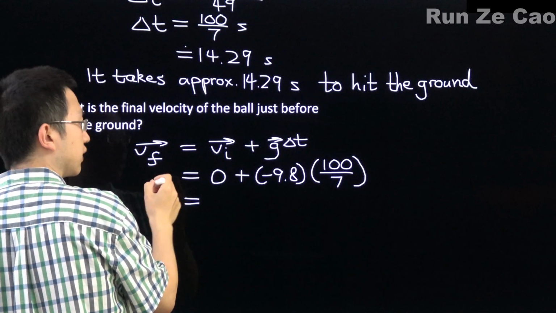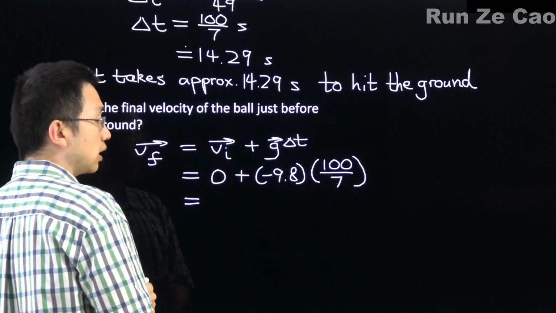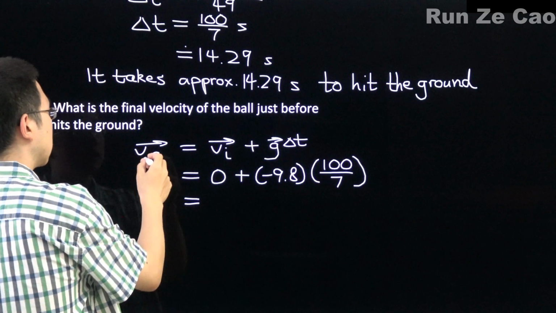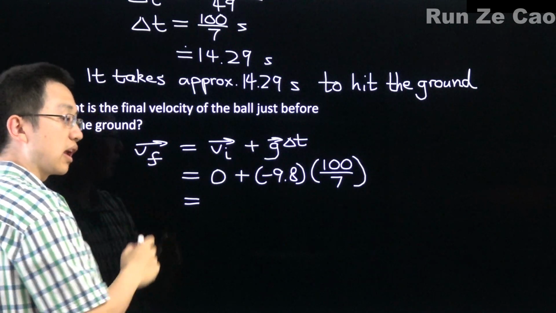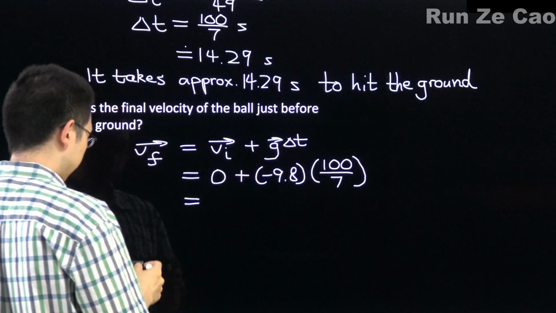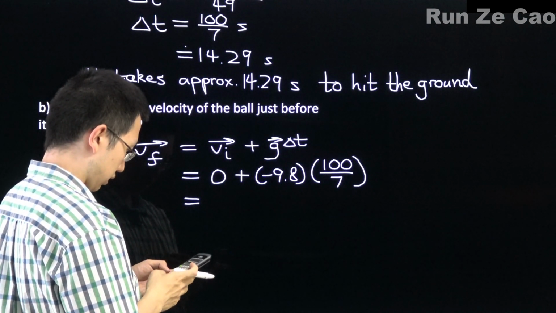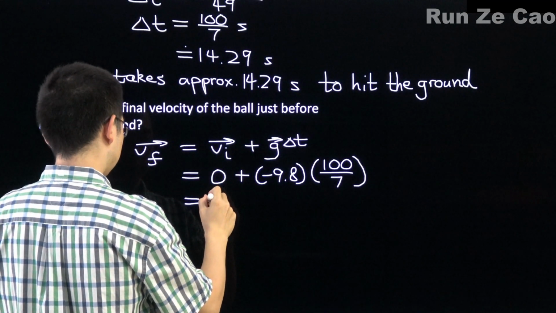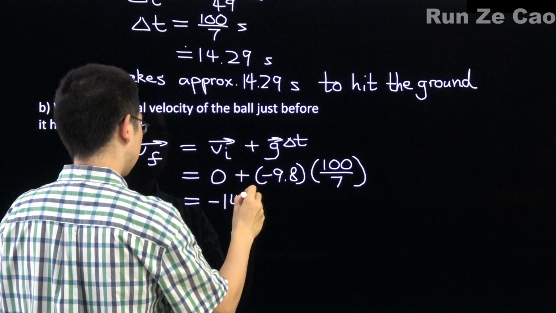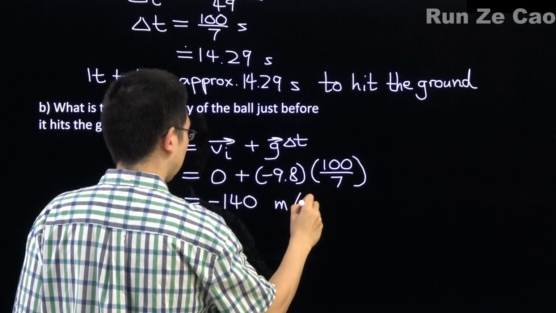Whether you write VF here again, well, usually it's fine if you just write it for the first and then the last one of when it stays the same. In this case, that's times 9.8 negative. So that's equal to negative 140. And this is in meters per second.